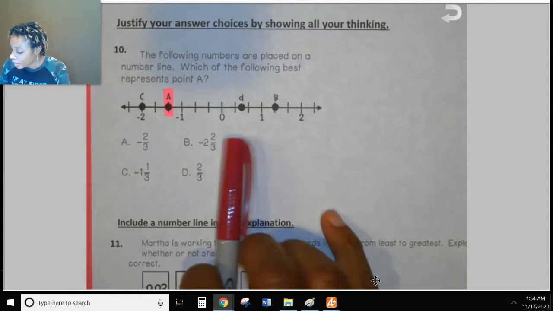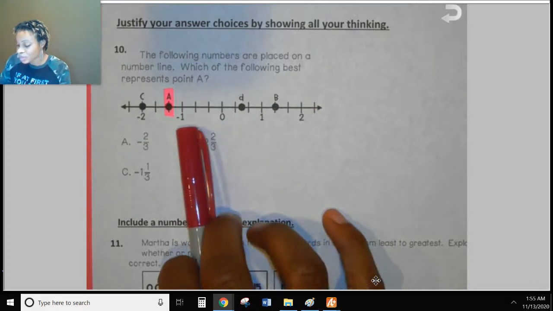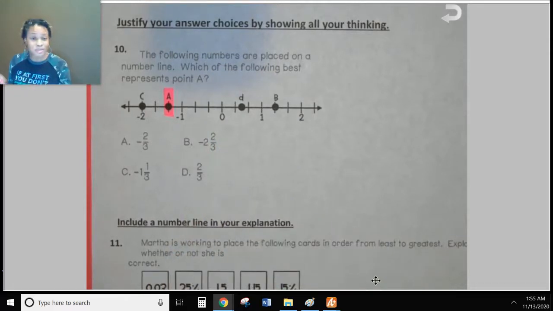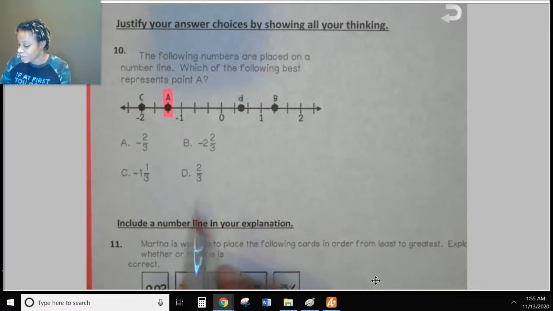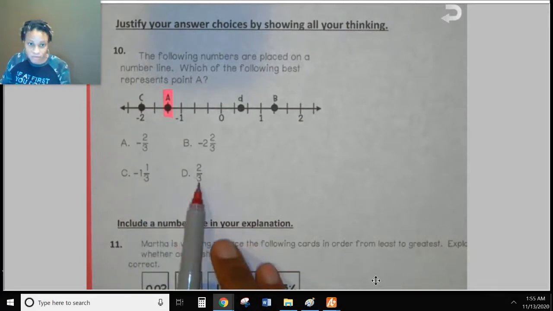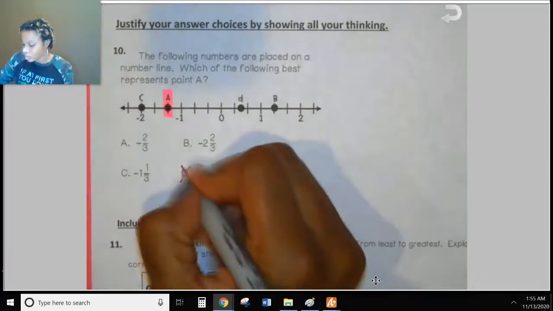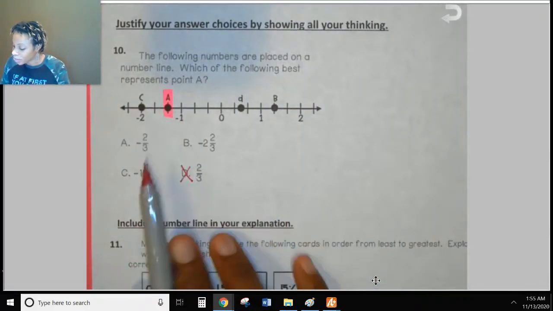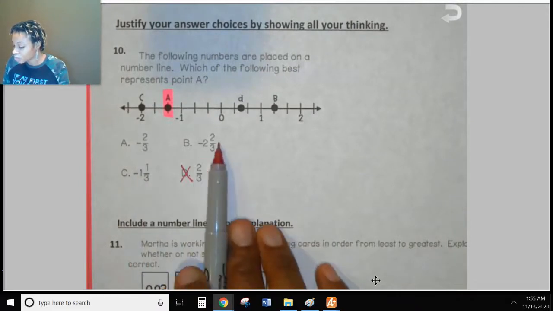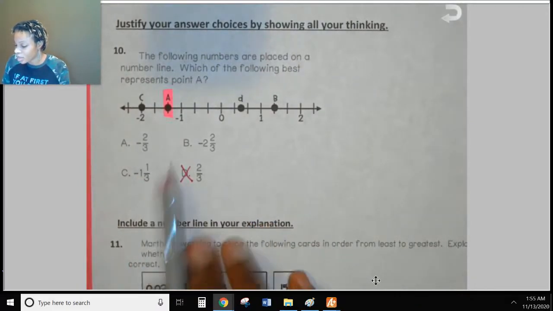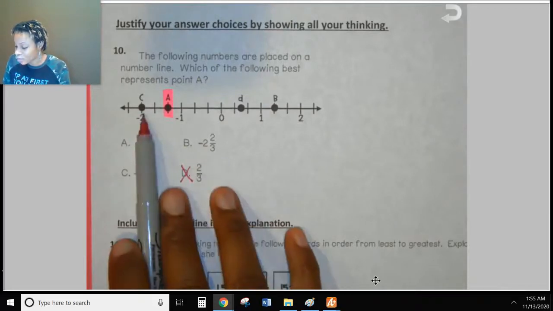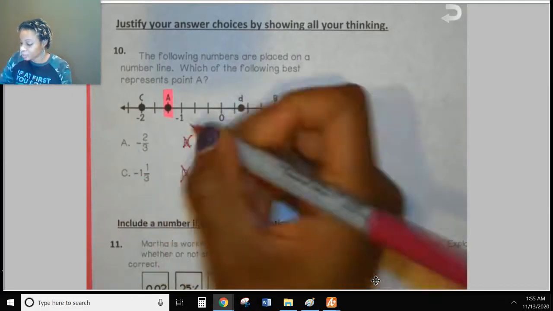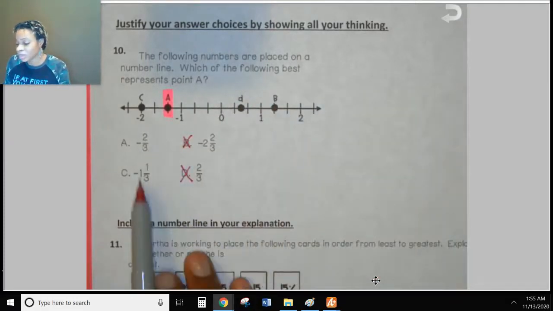So let's look at point A. First of all, point A is in between -1 and -2. It's on the negative side. So since it's on the negative side, and I'm looking at my choices, I have negative, negative, negative, positive. So I know it's not D because D is positive. So then it's in between -1 and -2. So I have -2/3, -2 2/3, -1 1/3. It's definitely not -2 2/3 because that would be behind here, okay? So I can eliminate B. So then it leaves me with -2/3 and -1 1/3.